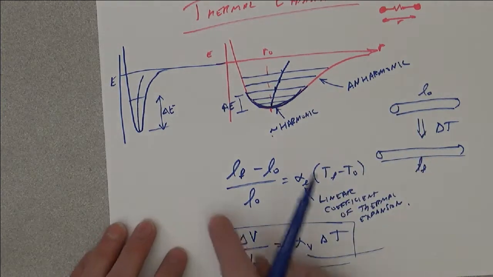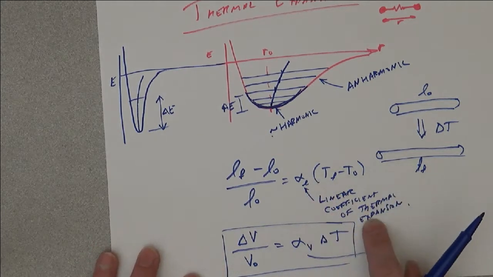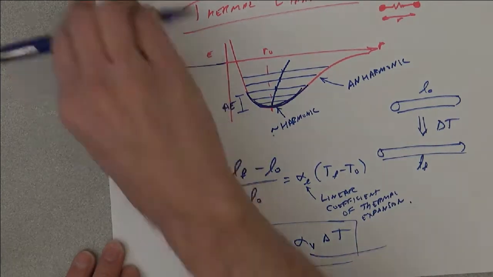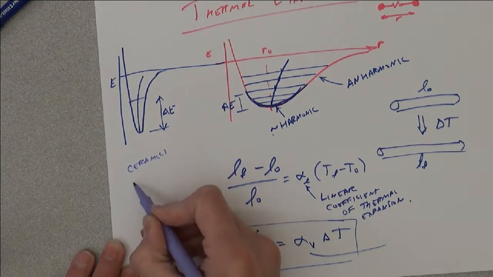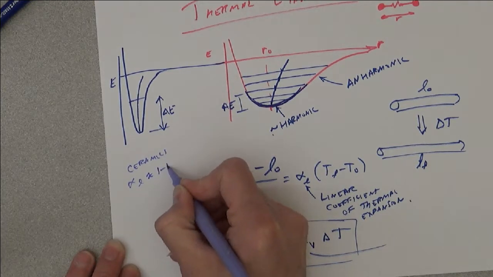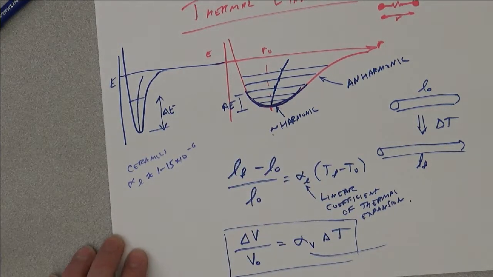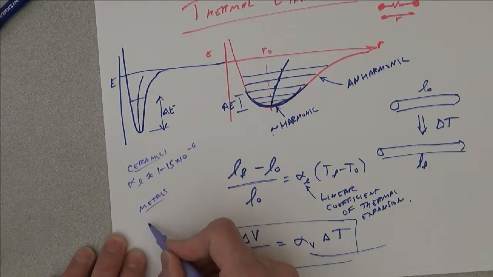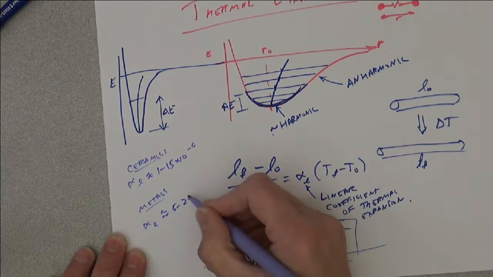And this is why ceramics typically have a smaller coefficient of thermal expansion. So ceramics, their alpha L is typically around 1 to 15 times 10 to the minus 6. In contrast, metals, alpha L is typically around 5 to 20 times 10 to the minus 6.